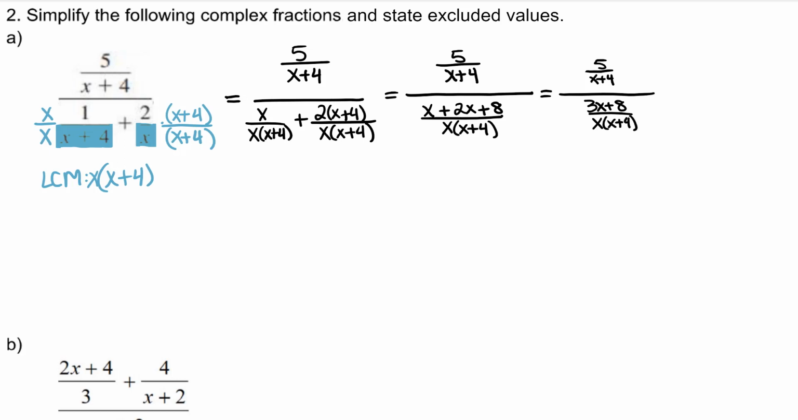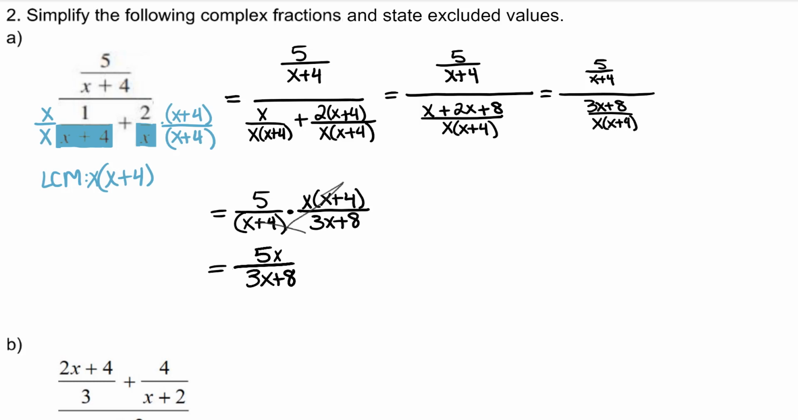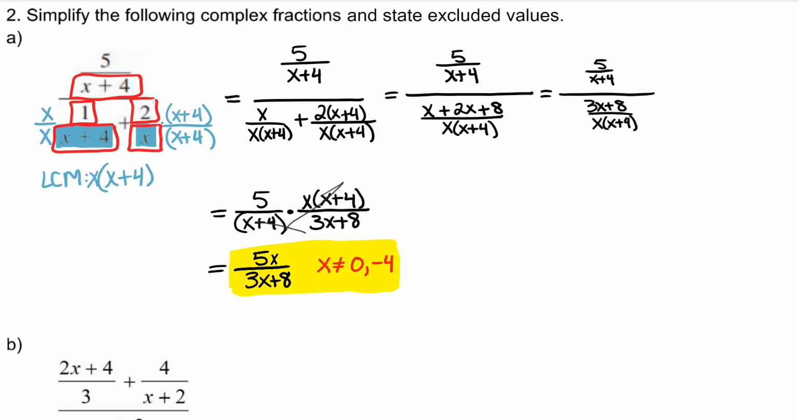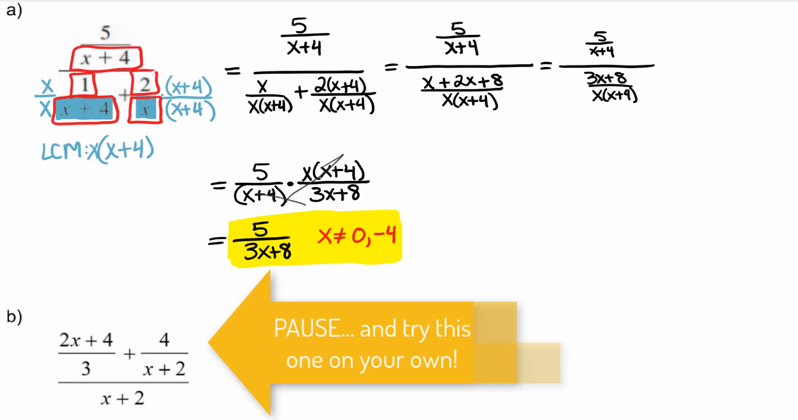Now you have one fraction divided by one fraction, so you can change it to multiply by the reciprocal of the bottom fraction. Reduce and simplify. Remember, for your excluded values, you need anything that made any denominator equal to 0. So 0 and -4. Try part B on your own and then press play when you're ready to check.